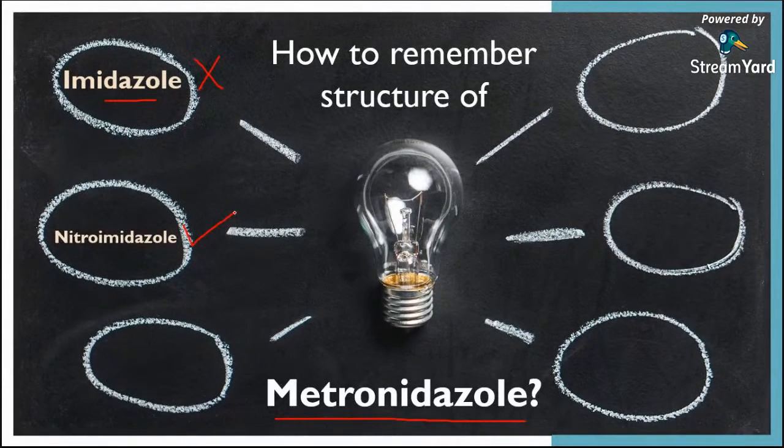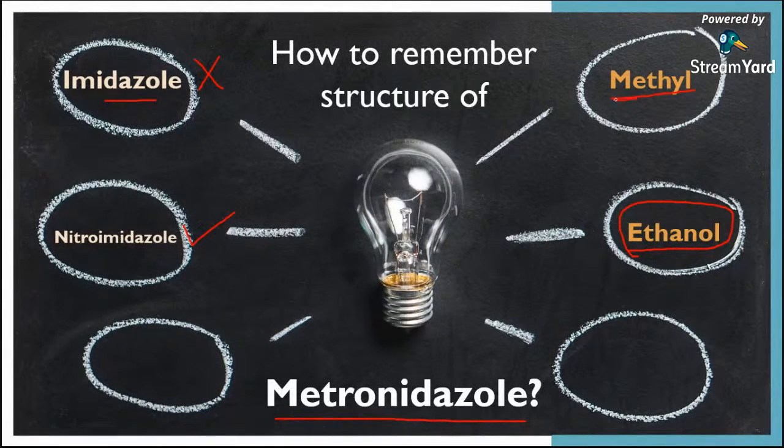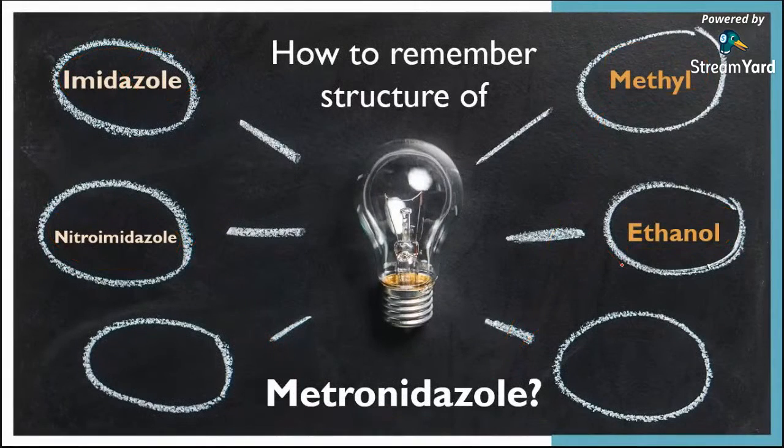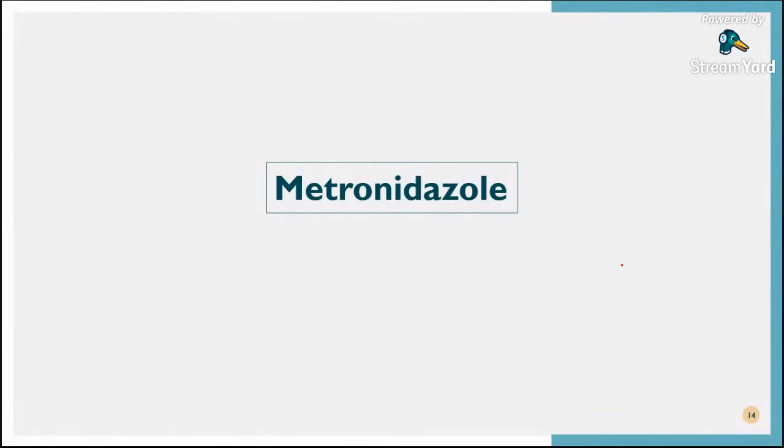It is a nitroimidazole derivative having methyl group and ethanol group. So this information is sufficient to remember or to draw the structure of metronidazole. So metronidazole is a nitroimidazole derivative and it contains a methyl group as well as an ethanol group. But how to remember it? So let's discuss.